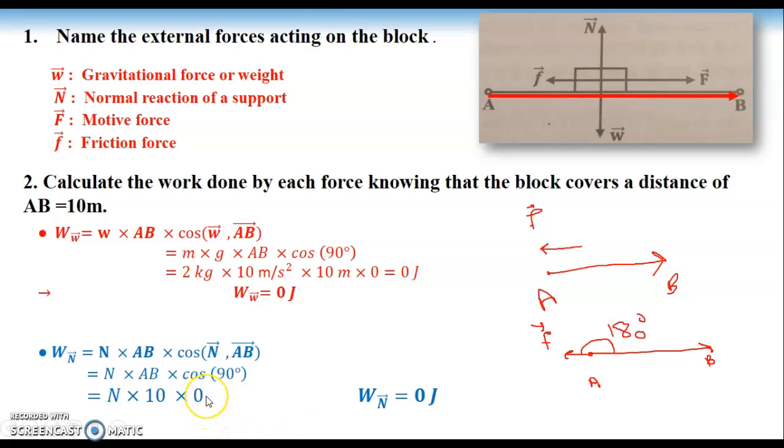And if the cosine was different from 0, then we would need N to calculate the work. But N is equal to the weight because the object is at equilibrium vertically. It's neither moving upward nor downward. This means that the force pulling upwards is equal to the force pulling downwards. So the magnitude of the normal reaction of support is equal to the magnitude of the weight, which is m times g, 2 times 10, 20 Newton.